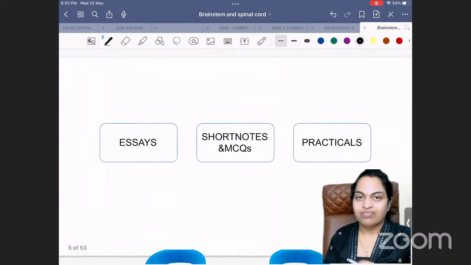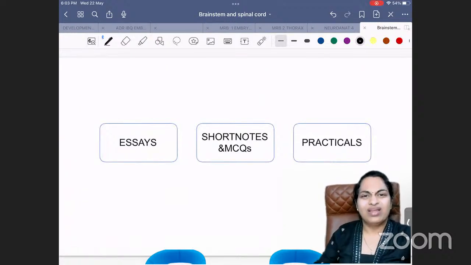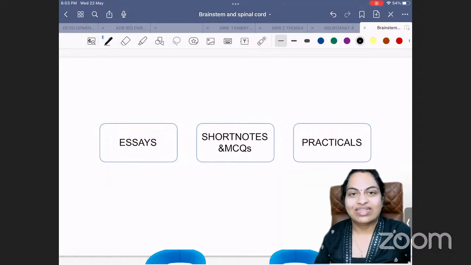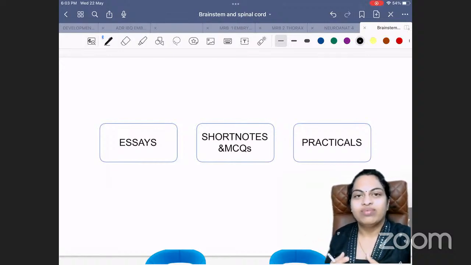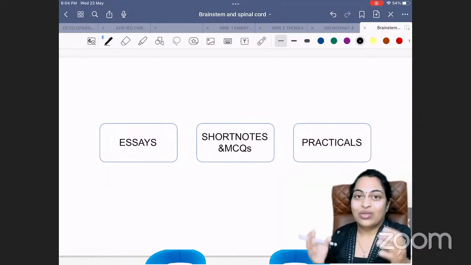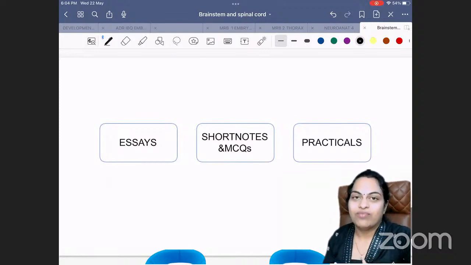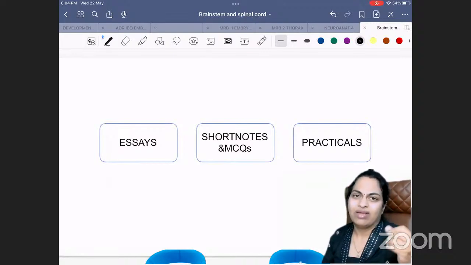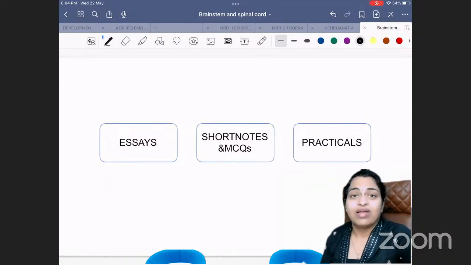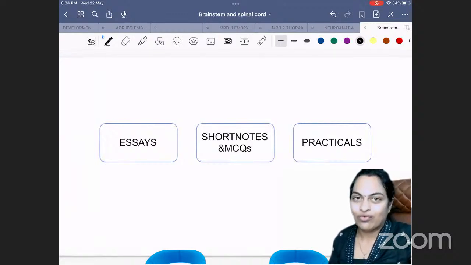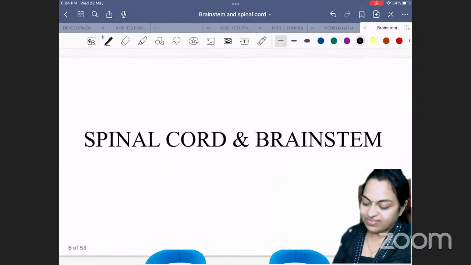So today it's going to be around the next 40 to 45 minutes, then we'll wind up. So be with me till then, because whatever points I'm going to tell will help you to write your essay, to arrive at a diagnosis from the case scenario, to present your 5 mark question, and even to answer your MCQs, because all that I'm going to tell are important points. And even for your practicals, what is expected of you in spinal cord and brainstem, I can help you with it if you follow me. So we'll start right away.